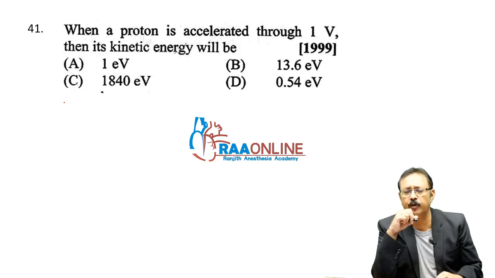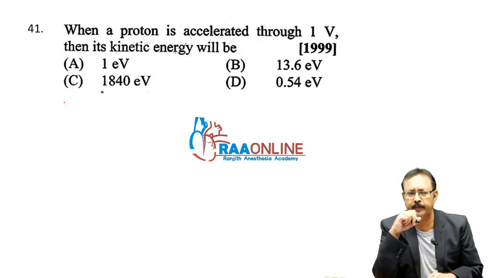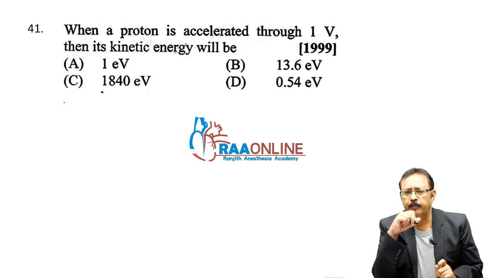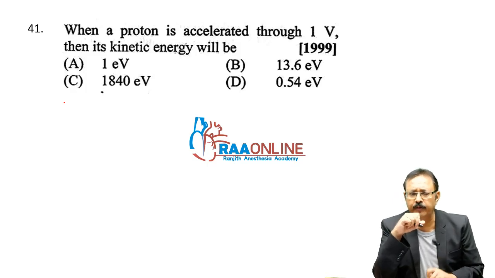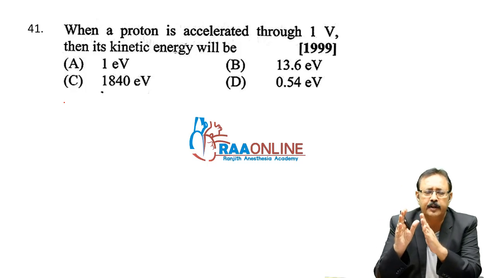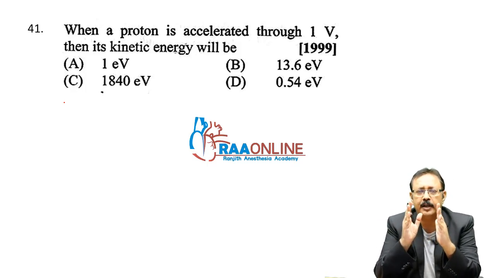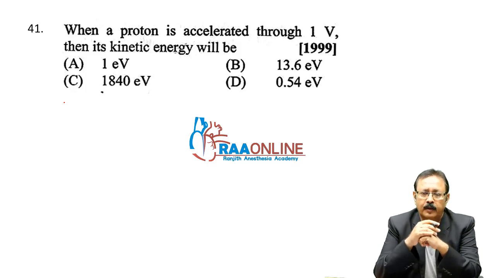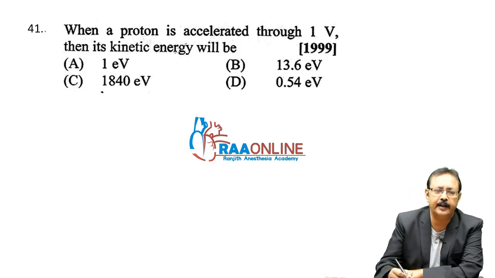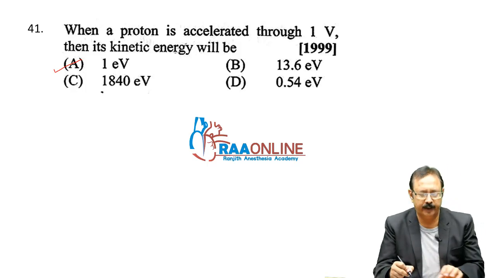41st, it is from 1999 AIPMT. When a proton is accelerated through 1 volt, again same thing, charge into potential difference is energy, and proton has the same charge which electron has. So 1 eV it will get as kinetic energy. So we will go with A.